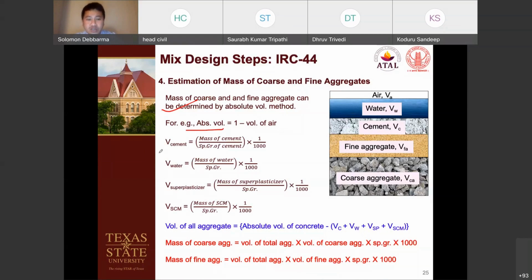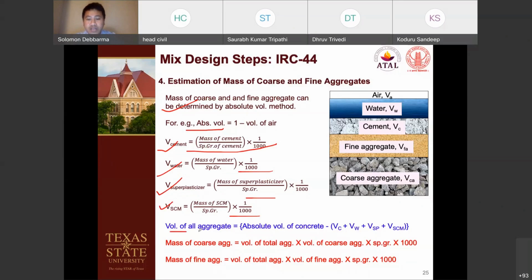And then we can determine the volume of cement. So volume is nothing but the mass divided by the density of that material, right? So times the unit weight of water. So we can use these equations to determine the volume of cement. Now, once we have the volume of cement, we have the volume of water, we have the volume of superplasticizer if required, and if we have the volume of SCMs or mineral admixtures if we require.